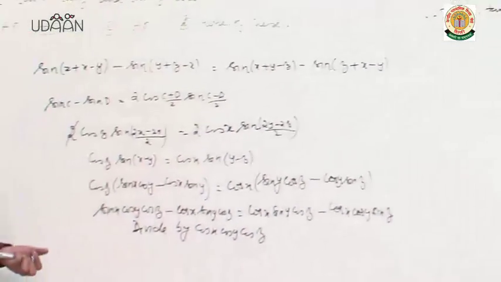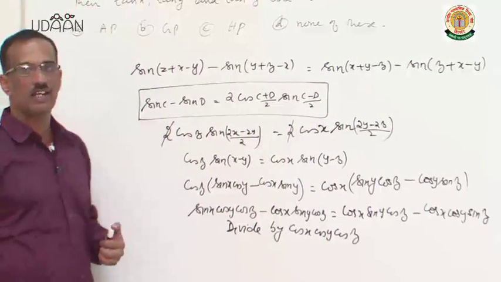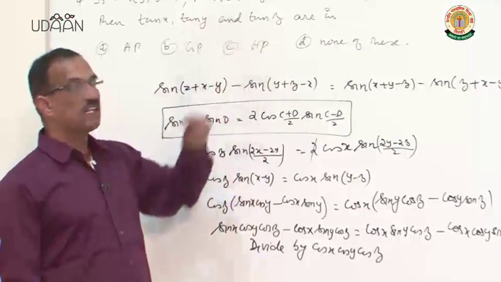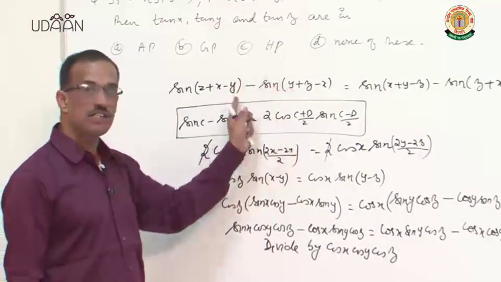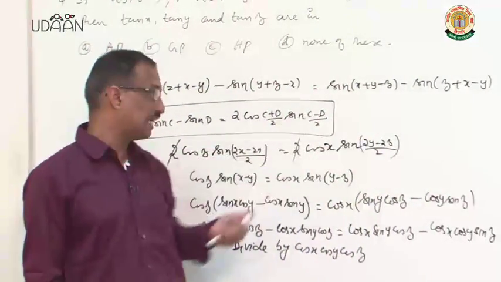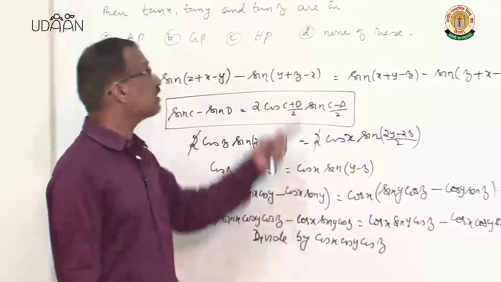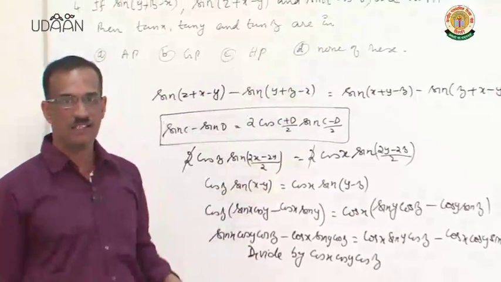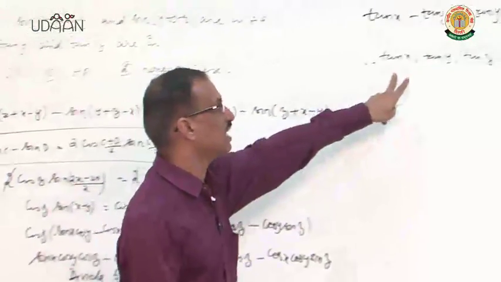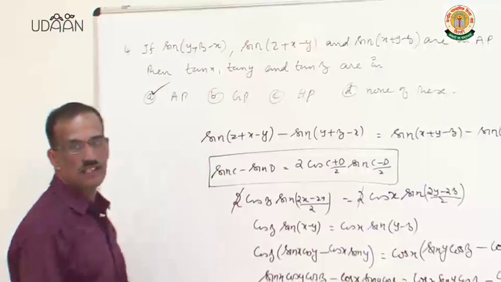Let us recollect this one. What formula have we used? We have used only the sin C minus sin D formula. We are given these are in AP. If they are in AP, then the difference of the consecutive terms must be equal. So we used that concept, and then applied the formula sin C minus sin D, and lastly to get it into tan x tan y tan z, we divide by cos x cos y cos z, and we get the answer as tan x tan y tan z are in AP. So option A is the right option.